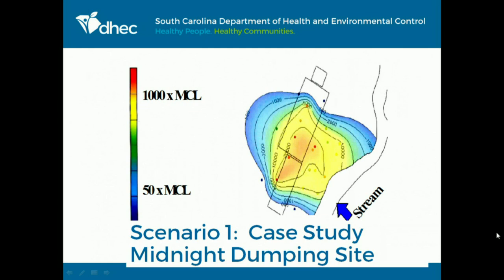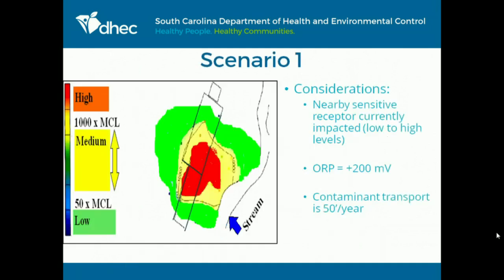So as we looked at, we divided the plume into high, medium, and low. We do have the nearby sensitive receptors. We have an ORP of plus 200. Contaminant transport is 50 feet per year, which is nice, not going too fast.